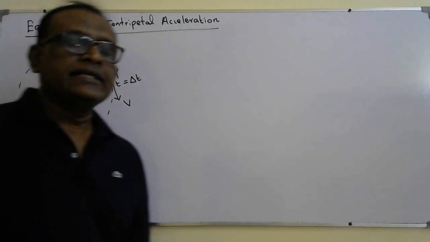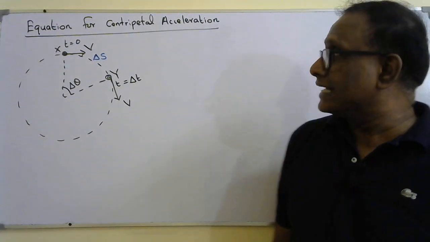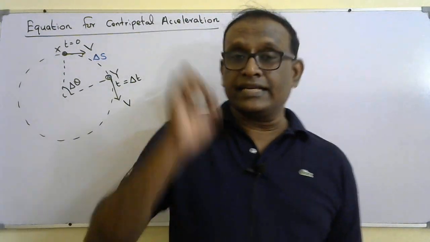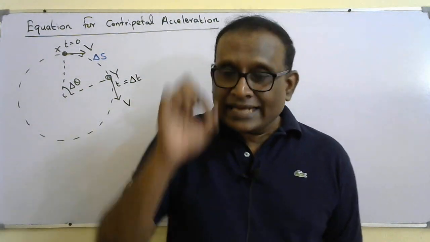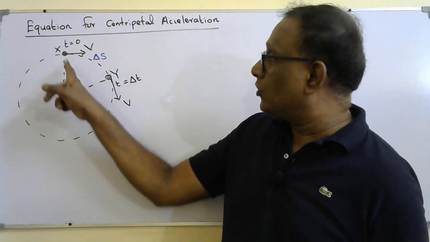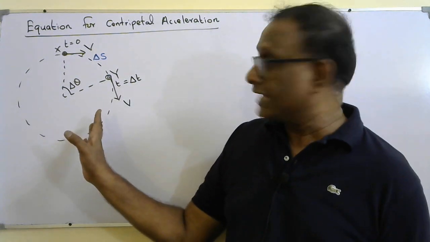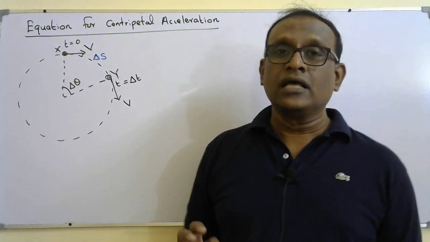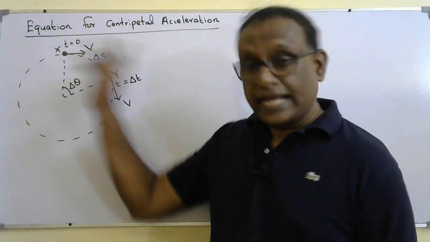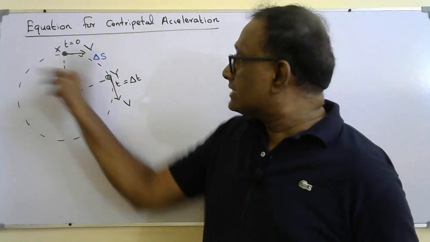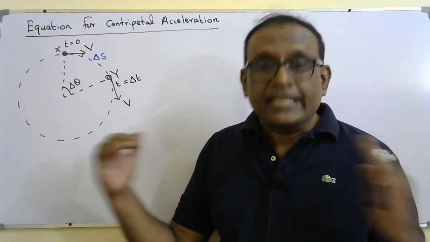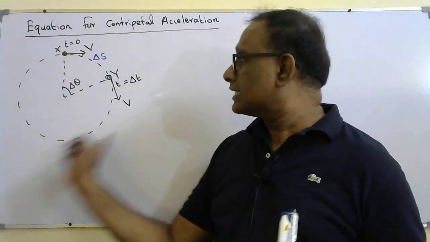Okay, so now I'm going to derive an equation for centripetal acceleration at an instant, means at a point. Say I want to derive the equation for the centripetal acceleration at point x. As I explained at the start of this lesson, x and y are two very close points on the circular path.